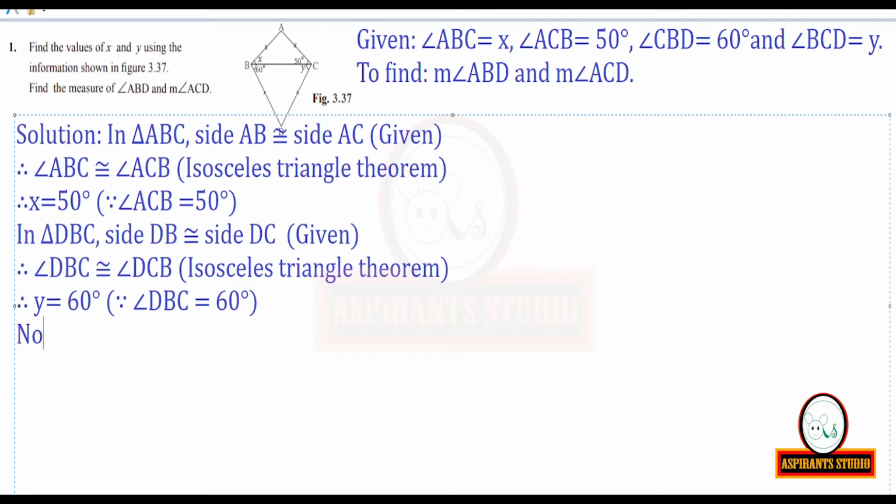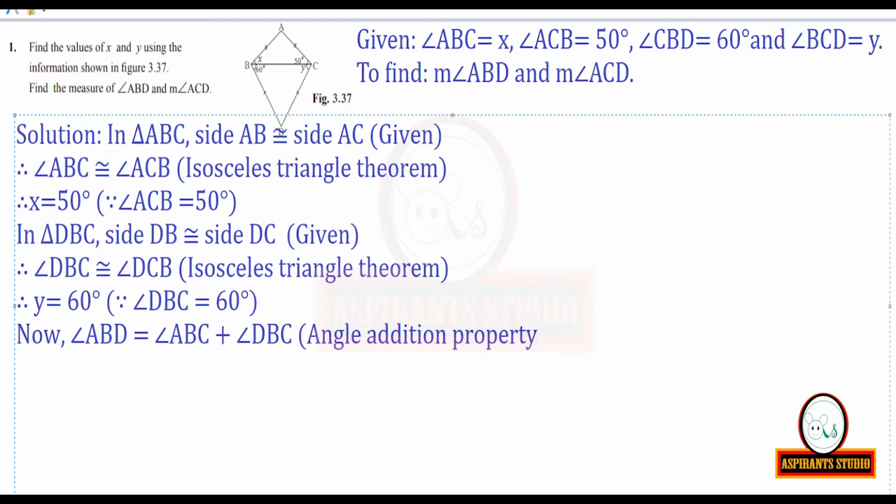So, now consider measure of angle ABD. Measure of angle ABD is equal to measure of angle ABC plus measure of angle DBC because of the angle addition property. Look at angles ABC and DBC in the figure. If you add the measures of these two angles, you will get measure of angle ABD by angle addition property.